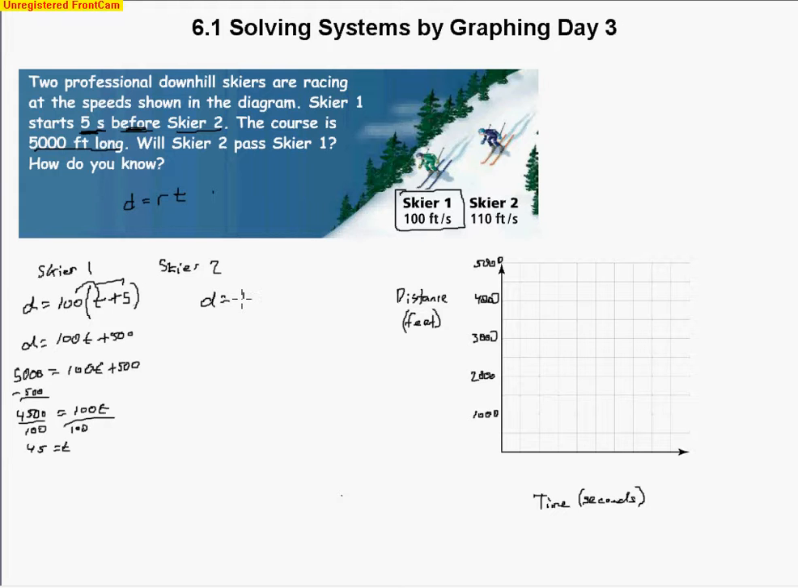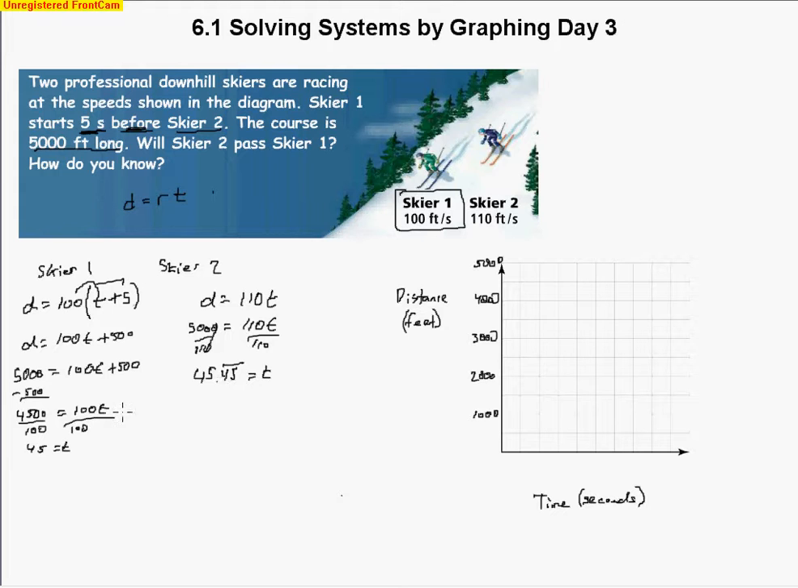So the rate is 110 feet per second times t. Again, I know what that distance is. It's 5,000 feet. And when we divide by 110, oops, not 100 this time, but 110, I can cross off these two zeros and see if 11 goes in there. And it ends up being 45.45, and that 45 repeats, and so that's how long it's going to take them. So I see that it's going to take skier 2 longer to get down the hill.